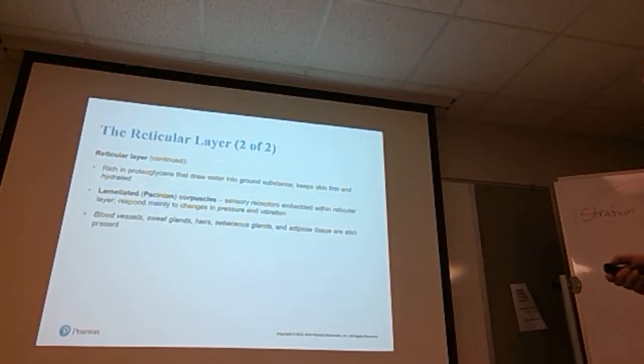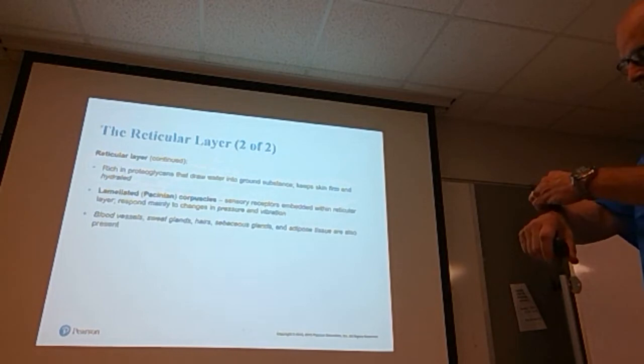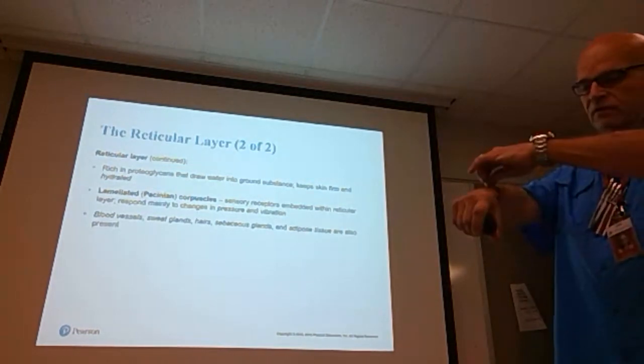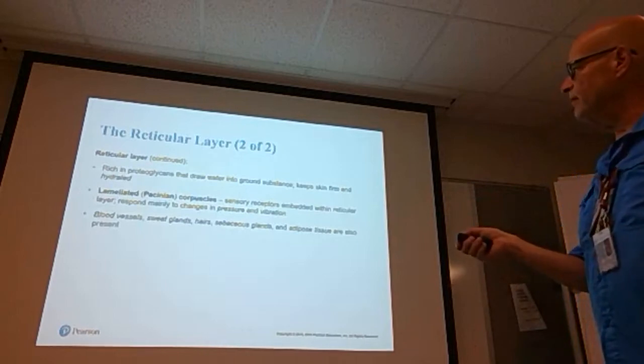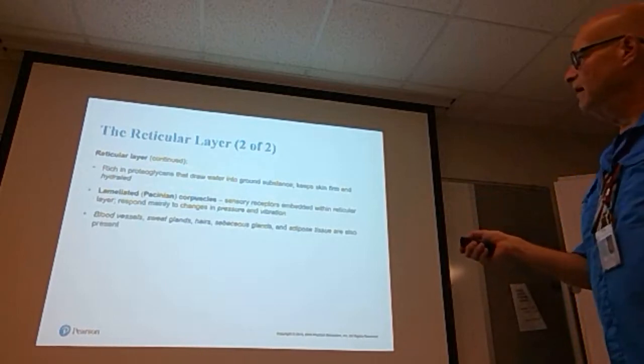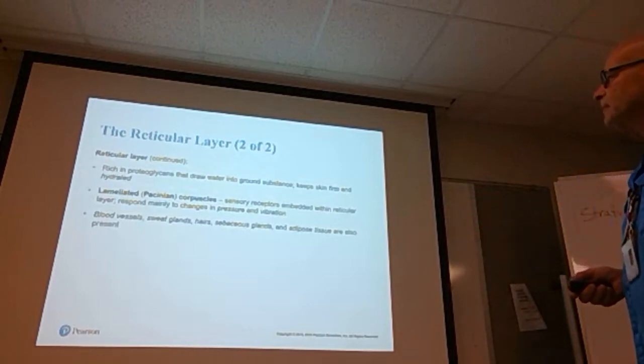The reticular layer is also rich in proteoglycans. These draw water into the ground substance that keeps the skin firm and hydrated. Again, this is the area in older people that starts to become dehydrated, or even younger people who are dehydrated, and their skin will tent. You raise the skin up and it stays elevated for a long time. It's this area of the skin that has lost its water supply.